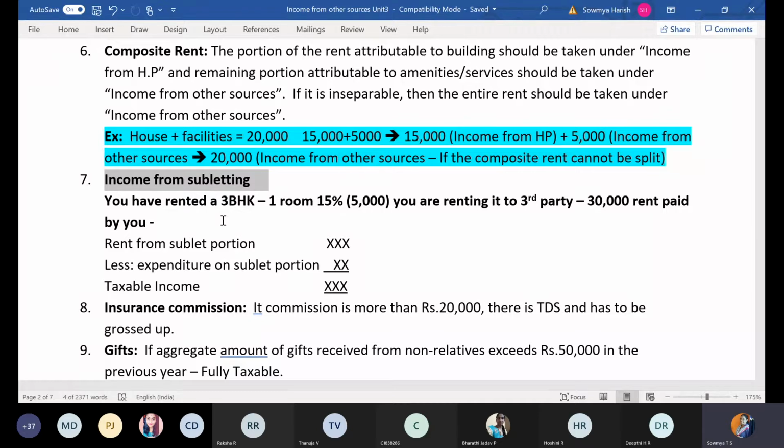Ma'am, gift from relatives was not taxable. Gift from non-relatives, if it exceeds 50,000, it was taxable. Very good. So if you're receiving gift from relatives or on occasion of birthday or your wedding, then whatever may be the amount of gift, it will not be taxable. It is exempt. But if you're receiving gift from non-relatives, then if the total value of the gift is more than 50,000, the entire amount will be taxable. And whenever it is more than 50,000, we show this income under the head income from other sources. Clear?